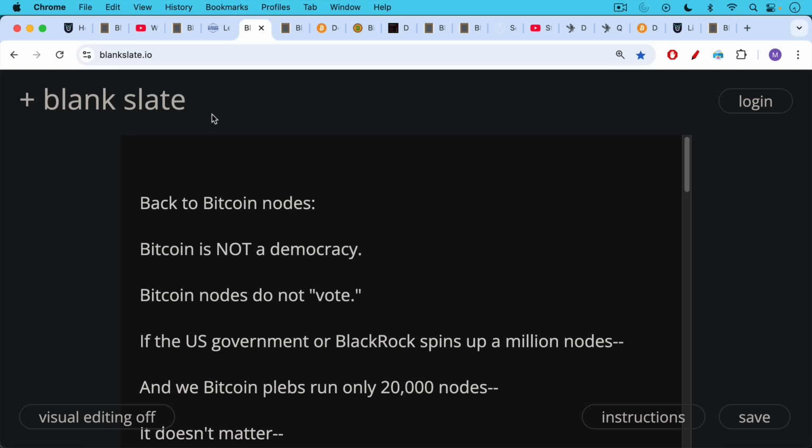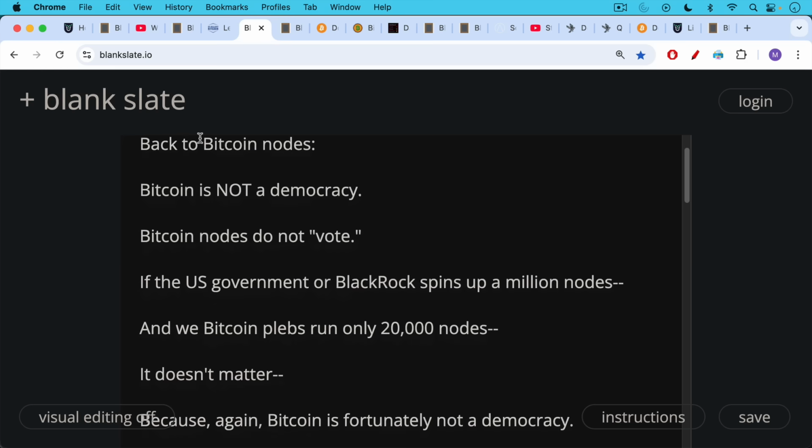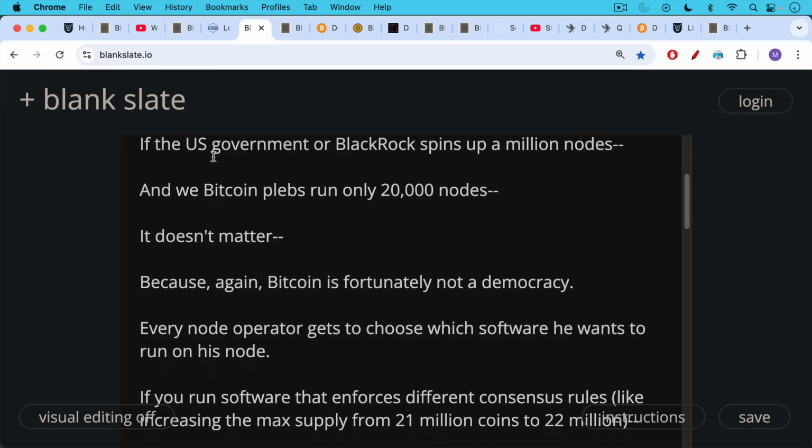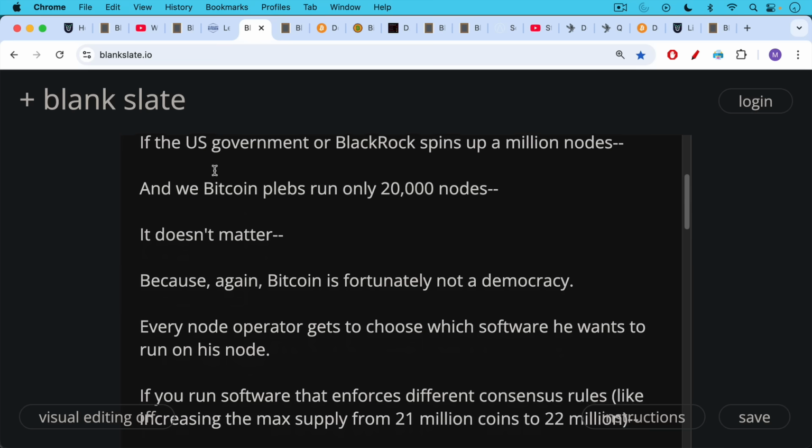Bitcoin is not a democracy. Bitcoin nodes do not vote. And if the US government or BlackRock spins up a million nodes, a million hostile nodes, and we Bitcoin plebs only run 20, 25,000 nodes, it doesn't really matter because, again, Bitcoin is fortunately not a democracy. Every node operator, everyone who runs a Bitcoin node on their computer, gets to choose which software he or she wants to run on his node.